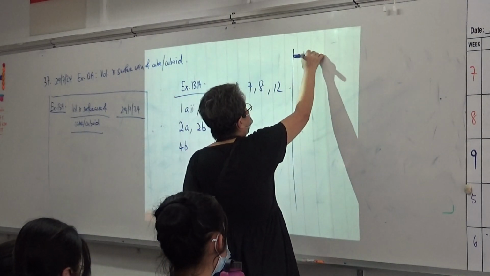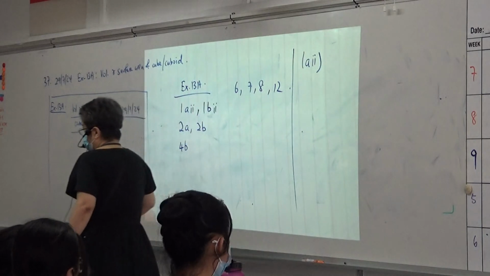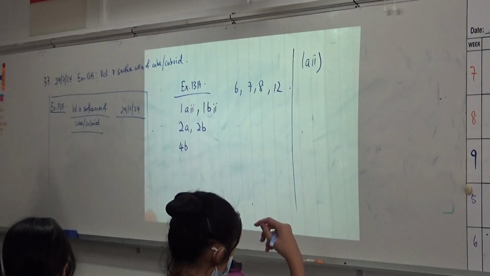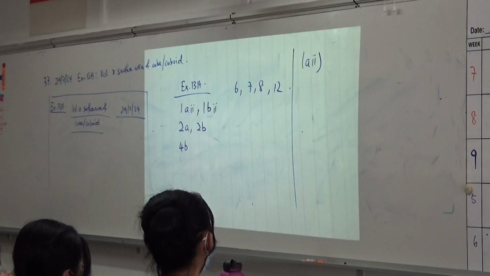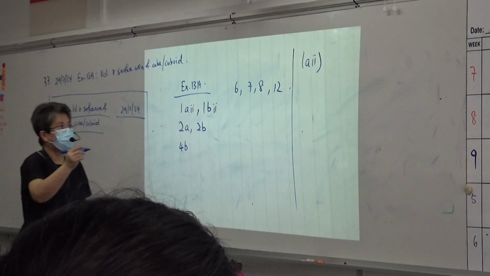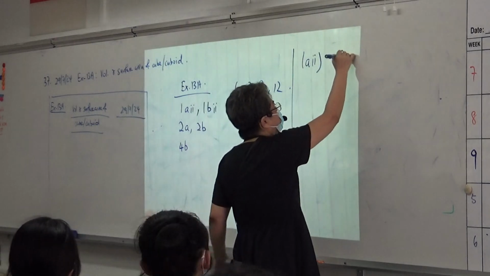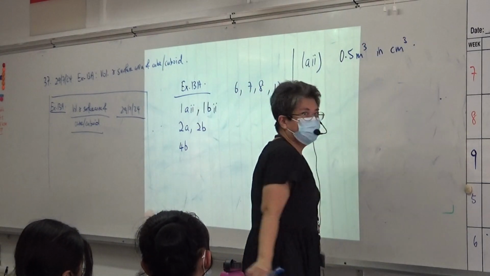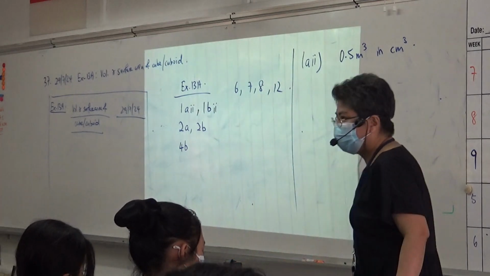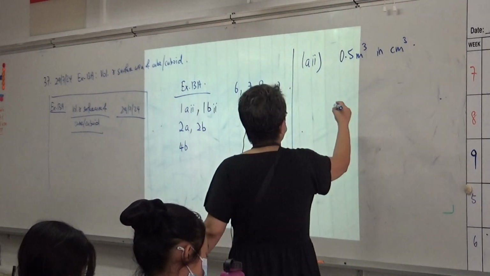Let's start 1A part 2. All of you write down on the full set. I'm going to start for you so that you have less to do at home. Express each of the following in cm cube. They want to change this to cm cube. Okay? Now, all of you write down.